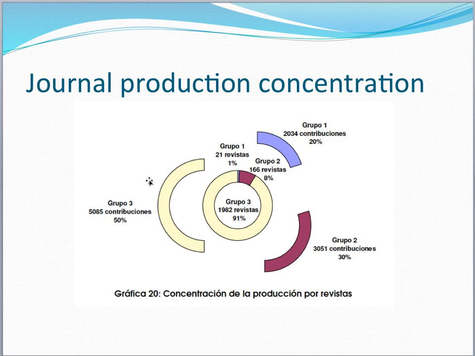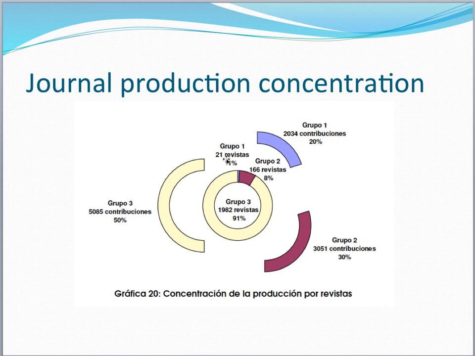For this research that I was doing, and let me show you here, we have group 1. In group 1, there were 21 journals, and that accounted for 1% of all the journals that I researched.